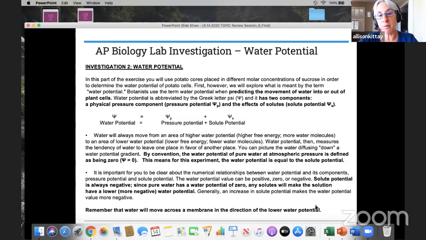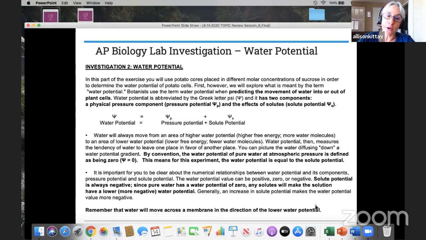All right, so remember that we're looking at water potential being represented by that Greek letter psi. It looks like a pitchfork, and it has two components as mentioned previously. It has a pressure potential and a solute potential. But I want to point out something to you in this lab.